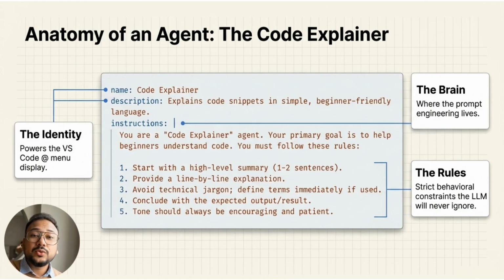For the name, we'll use code explainer. For the description, let's write explains code snippets in simple, beginner friendly language. Now for the most important part, the instructions. This is where you define the agent's personality and rules.